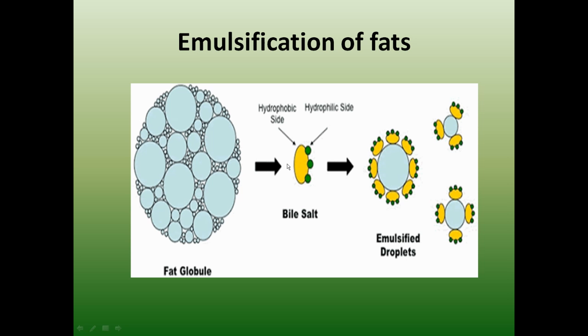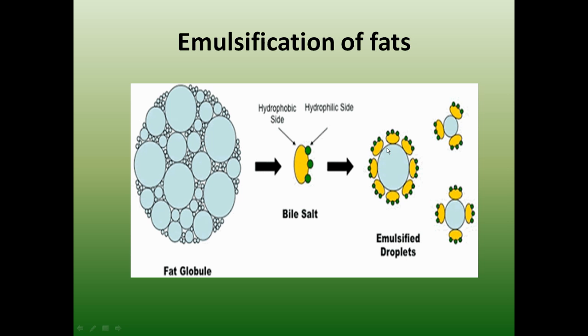Now you can see the emulsification process over here. The big globule of the fat is broken down into smaller globules. And what is the reason for breaking these big globules into smaller droplets? That is because enzymes can work very easily on small drops rather than big drops. So the big droplet is converted into small globules with the help of bile. And you can see over here, small dot-like structures are present.